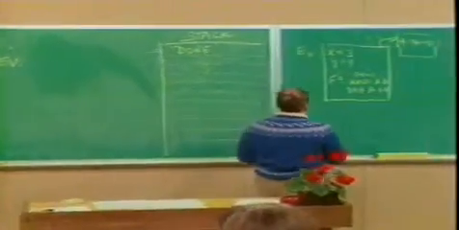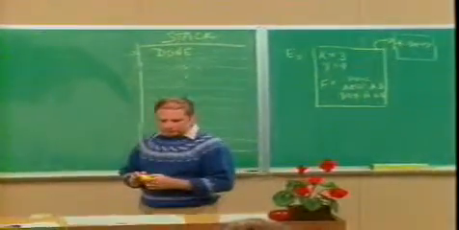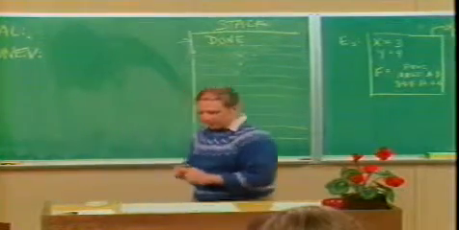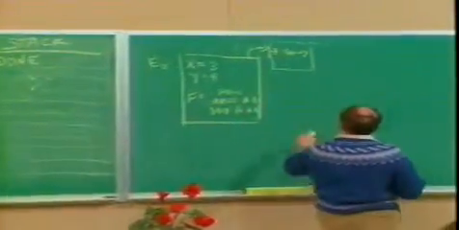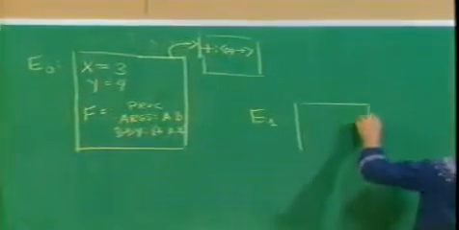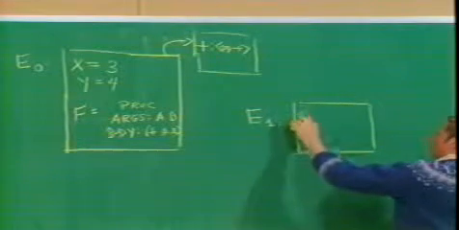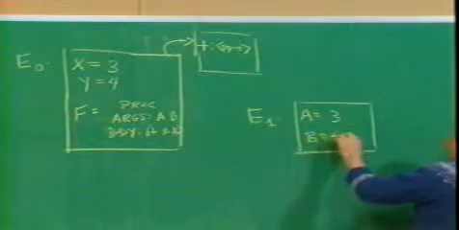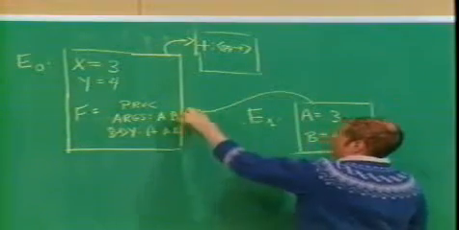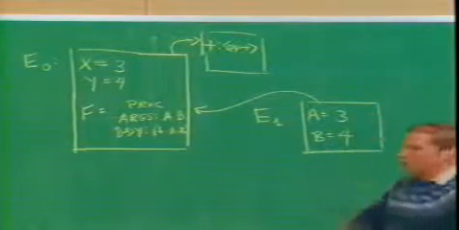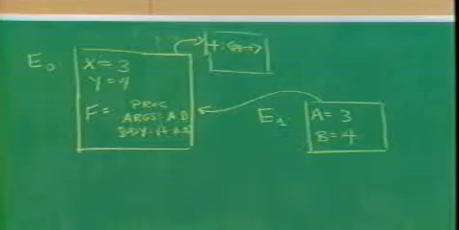What are we going to do? We're going to manufacture a new environment that, let's see, we'll call E1. E1 is going to be some environment where the parameters of the procedure, where A is bound to 3 and B is bound to 4, and it's linked to E0 because that's where F is defined. And in this environment, we're going to evaluate the body of the procedure. So let's look at that.